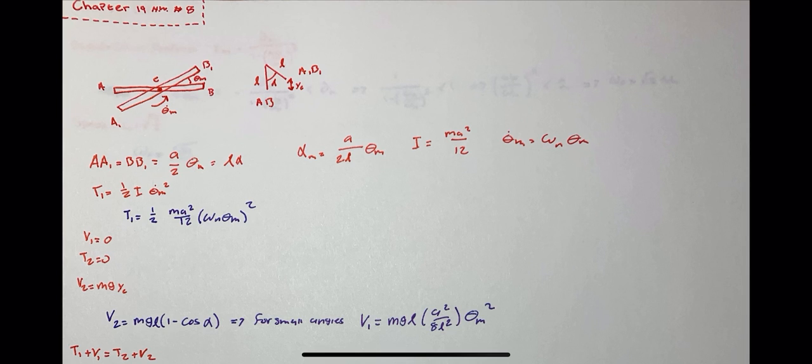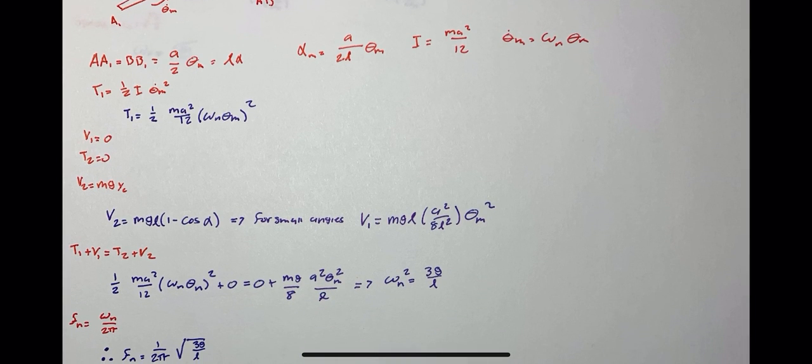We also know that V1 is equal to 0, T2 is equal to 0. V2 is equal to mg yc. In this case, yc is L times 1 minus cosine alpha. For small angles, the whole thing simplifies down to be mgL times a squared over 8L squared theta squared.